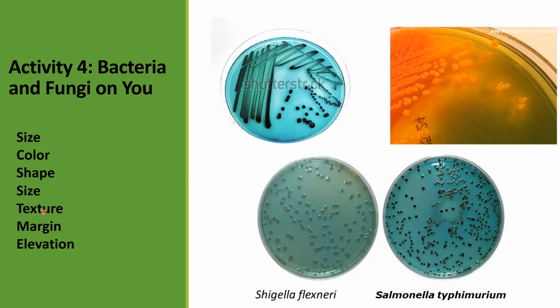Texture, you want to look at the texture. As you can see here, sometimes they look more wet and kind of like gooey. Sometimes they look super dry. You want to look at the margin. As you can see, the margin here is irregular, whereas the margin here is pretty defined. And then you want to look at elevation. Some of these have very kind of like 3D-like elevations. Some of them are extremely flat. These seem to have kind of like beads. They also have some elevation to them, but some are completely flat.